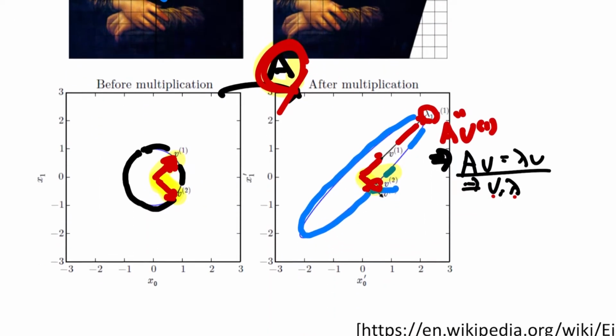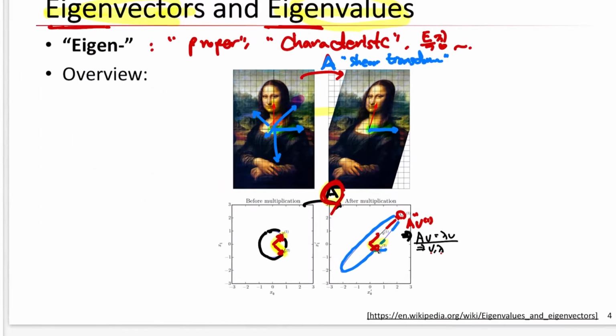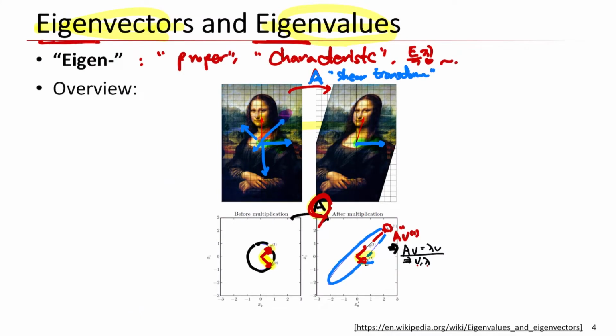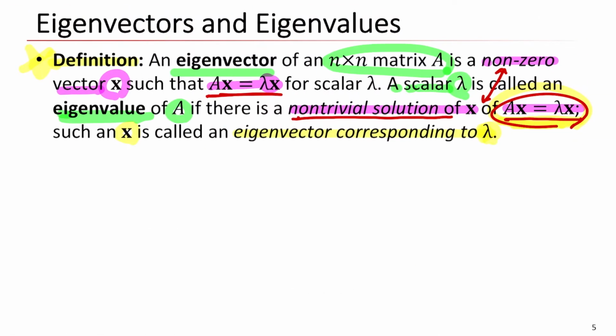If we know the eigenvectors and eigenvalues of the transformation A, then we can understand the shape after applying this transformation A, right? So this is the high-level intuition of eigenvectors and eigenvalues.